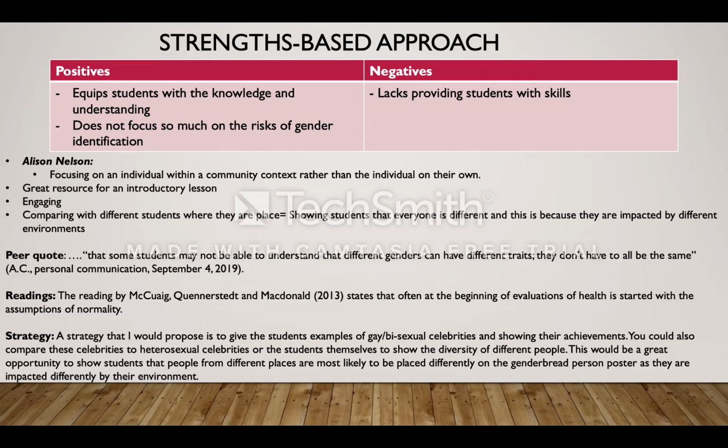The resource often speaks about how gay people are labelled as a stereotype, which may have an effect on their mental health. A strategy would be to give the students examples of gay, bisexual celebrities and showing their achievements. You could also compare these celebrities to heterosexual celebrities for the students themselves to show the diversity of different people. This would be a great opportunity to show students that people from different places are most likely to be placed differently on the genderbread person poster as they are impacted differently by their environment.